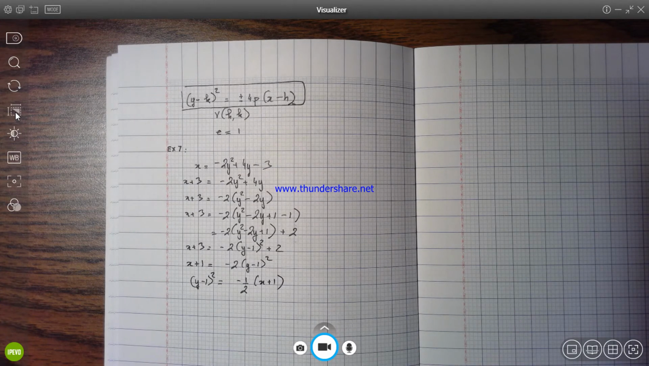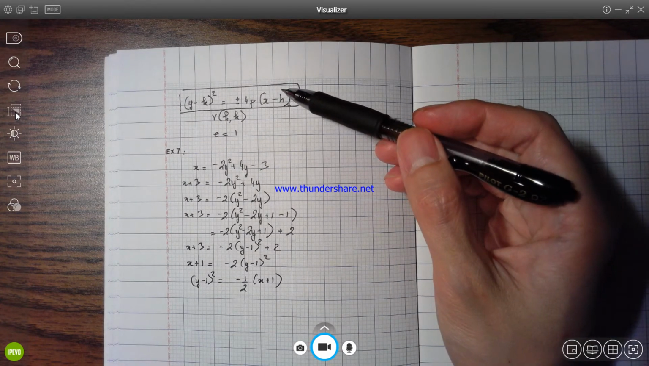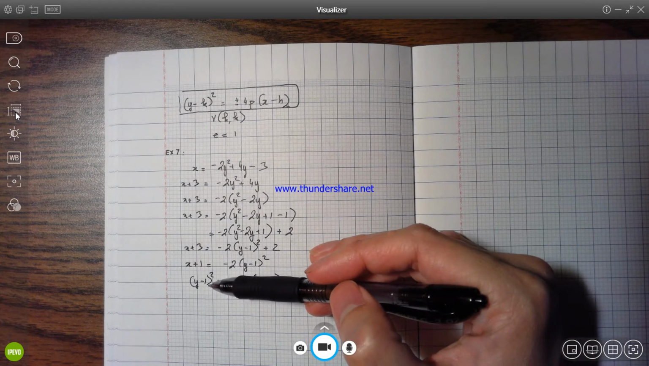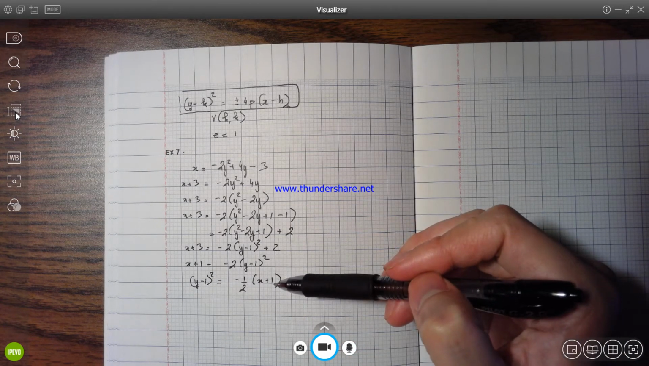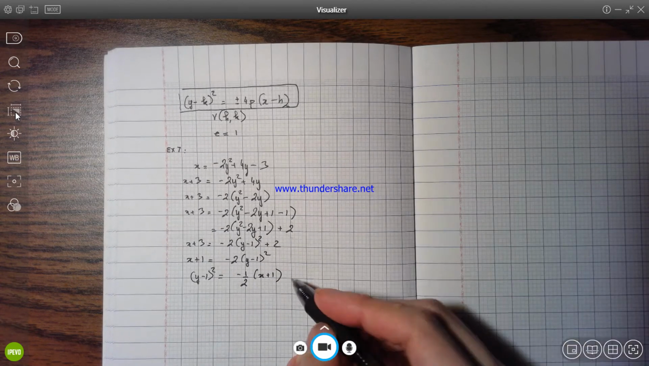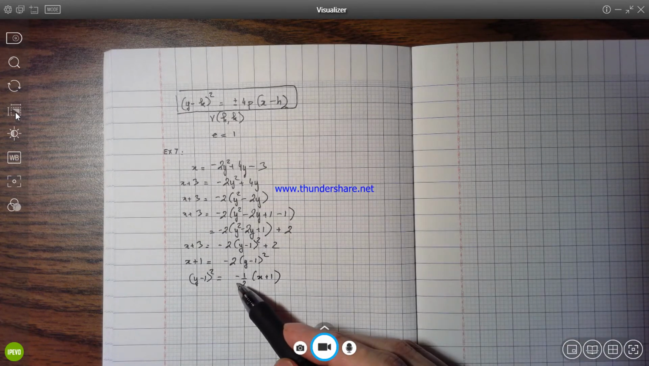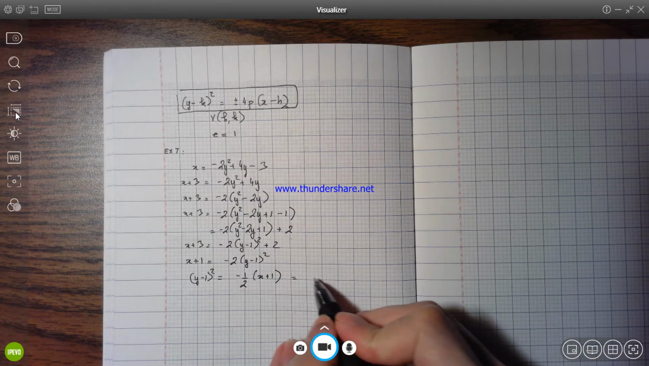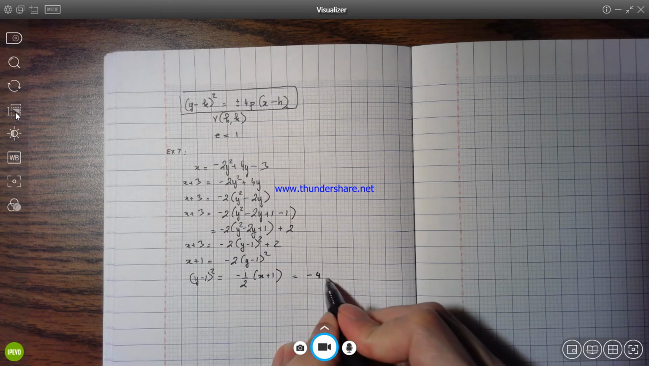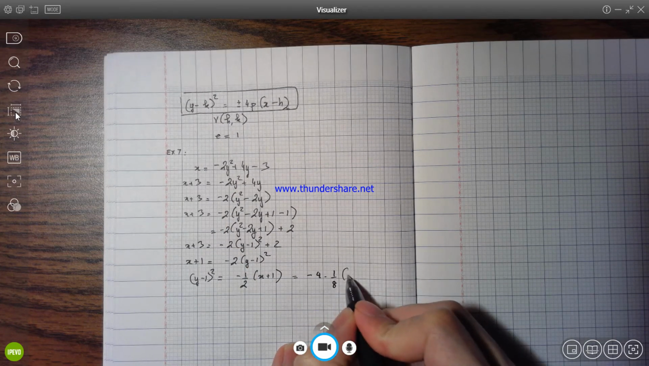Okay, so it's almost in the form, right? So it looks like your k is 1 and your h is negative 1. Okay, but we need to bring it to the 4p form, and we know this parabola opens to the left, so let's rewrite it with the number 4. So we have negative 4 times 1 over 8 times (x plus 1).